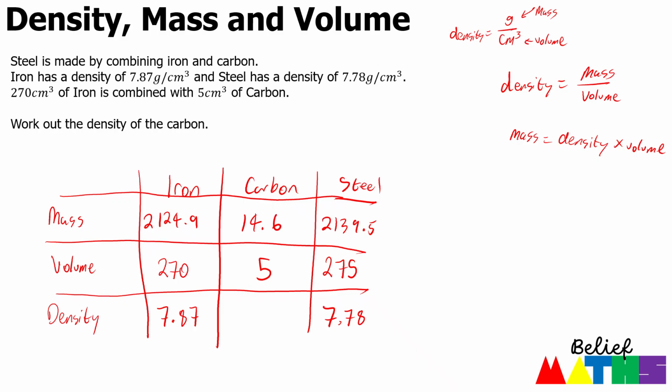The last thing we need to work out now is the density. And we know from the start density is mass divided by volume, so 14.6 divided by 5 gives us an answer of 2.92. So the density of the carbon is 2.92 grams per centimetre cubed.